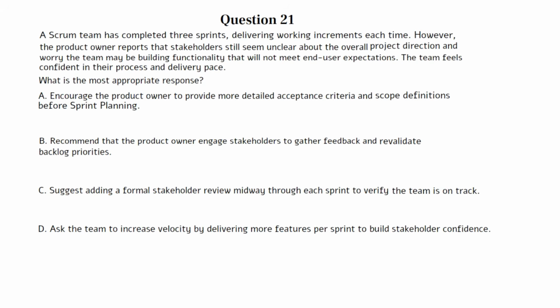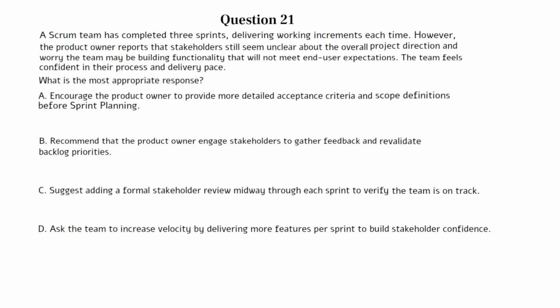Question 21. A Scrum team has completed 3 sprints, delivering working increments each time. However, the product owner reports that stakeholders still seem unclear about the overall project direction and worry the team may be building functionality that will not meet end-user expectations. The team feels confident in their process and delivery pace. What is the most appropriate response?